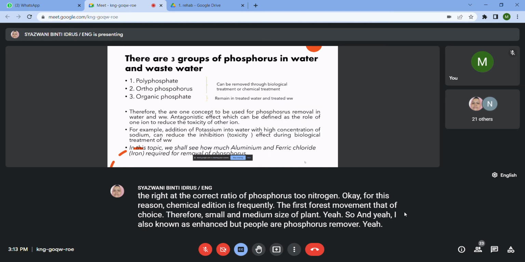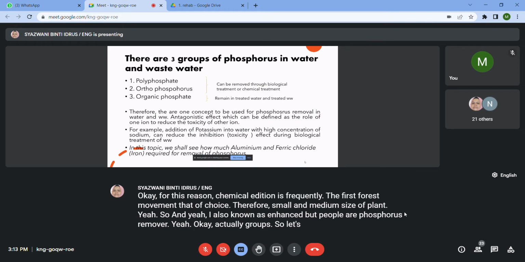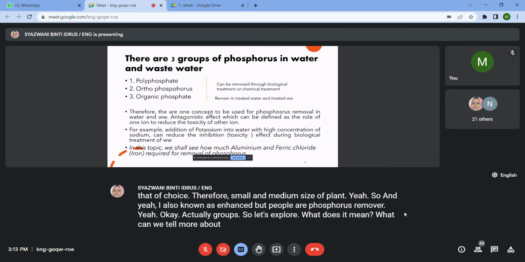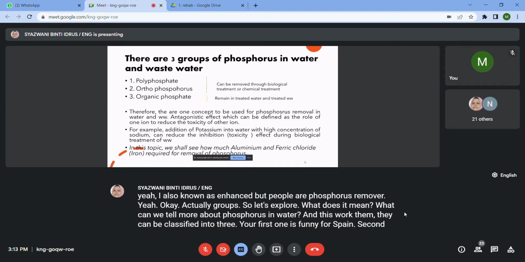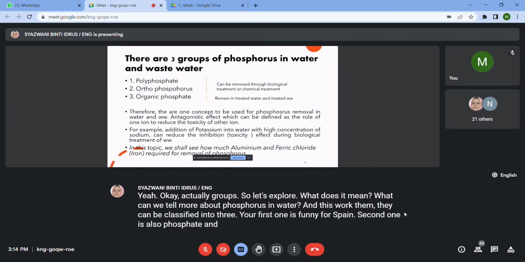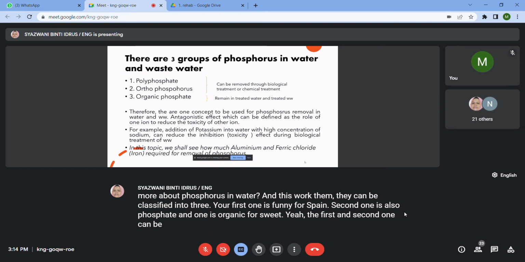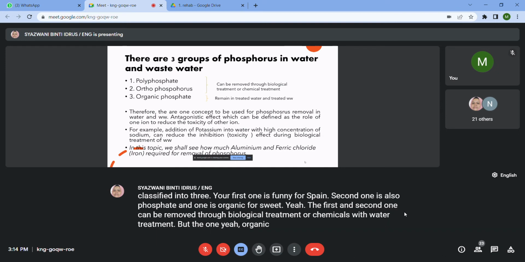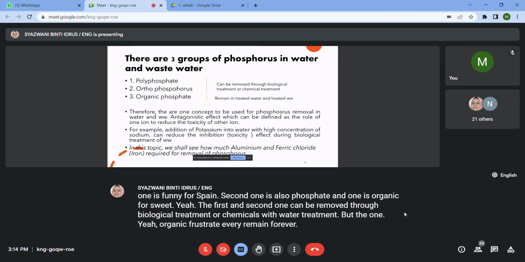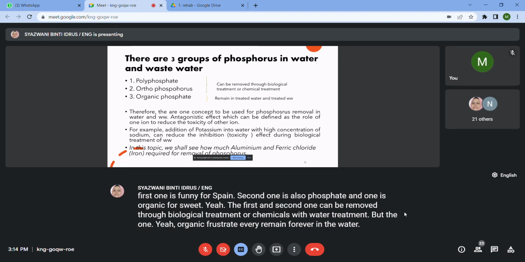Okay, there are three groups. Let's explore what we can tell about phosphorus in water and wastewater. It can be classified into three. The first one is polyphosphate, the second is orthophosphate, and the third is organic phosphate. The first and second can be removed through biological treatment or chemical wastewater treatment, but the third one, organic phosphate, will remain forever in treated water or treated wastewater.